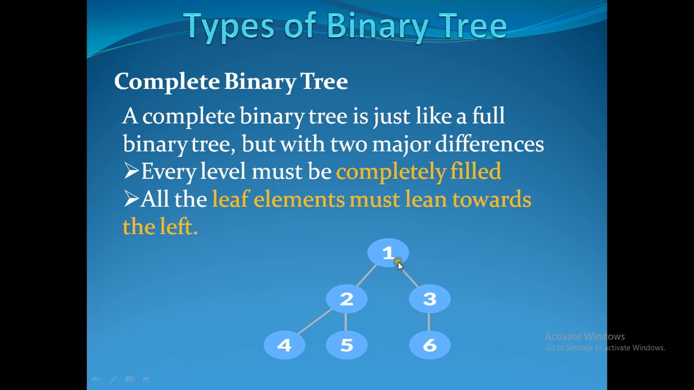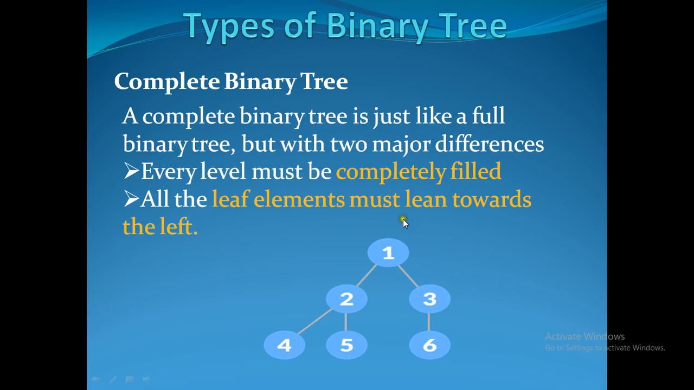Every level. So 1 is the first level. 2 and 3 are the second level. 4, 5, 6 are the third level. So all the levels, that means you can't insert anywhere here. In this case of a complete binary tree, you have to fill in the order. First left, complete the insertion on the left child, then right, then left, then right, then left, right. So automatically all the empty spaces are filled in the order. So every level must be completely filled.